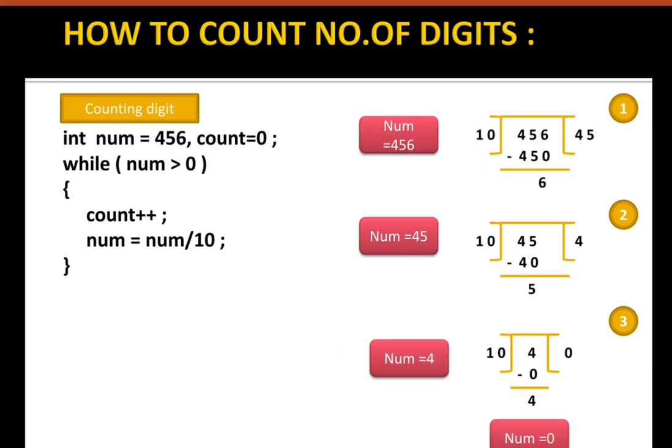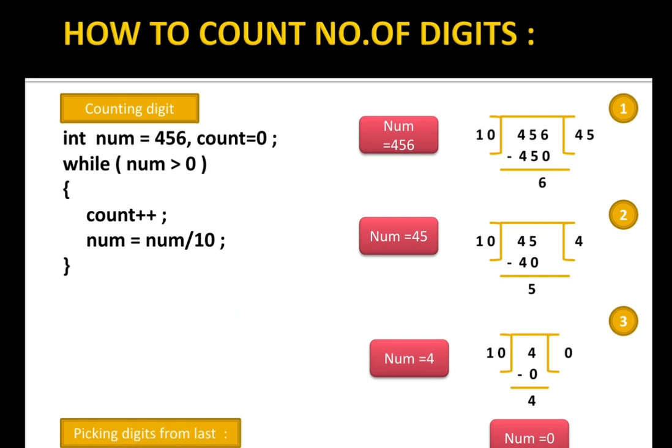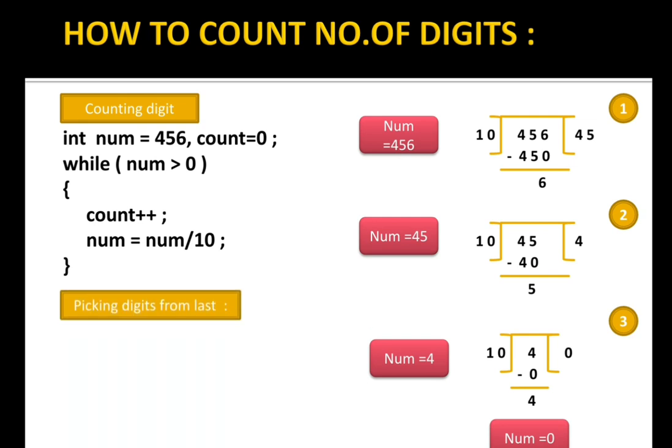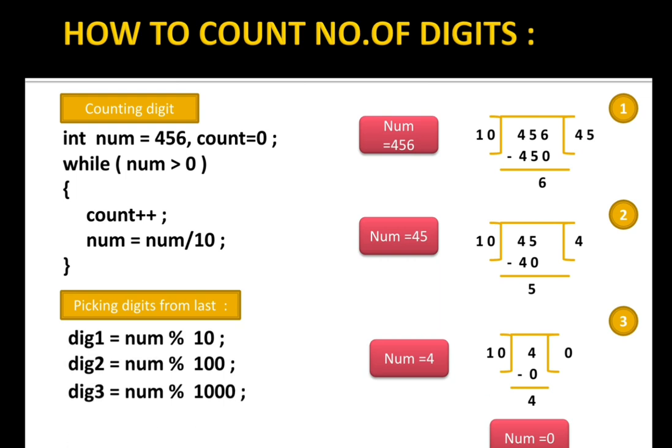If I want to pick the number of digits from the last, I told you in my previous slide, we have to pick some digits from the last. How are we going to pick digits from last? If you want to pick only one digit, then go with mod 10. If you want to pick 2 digits, then go with mod 100. If you want to pick 3 digits, then go with mod 1000. In this way, you can raise your numbers one by one.